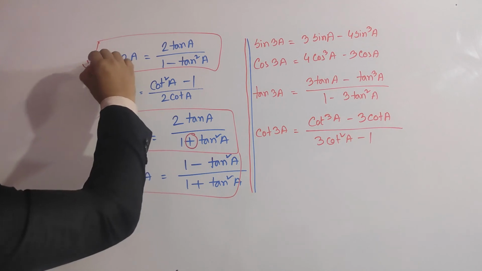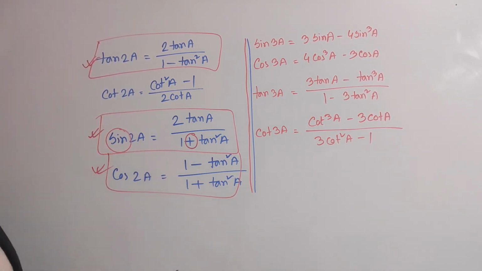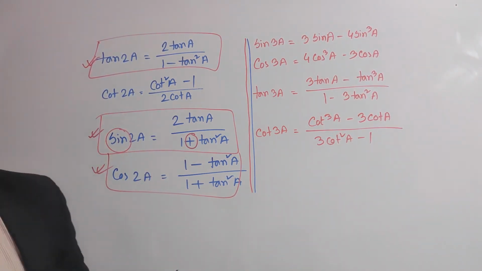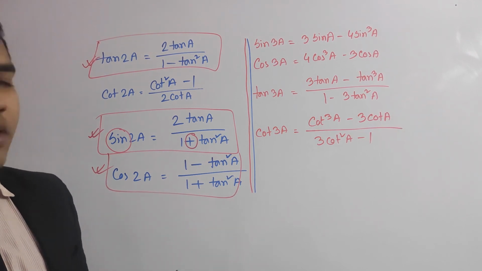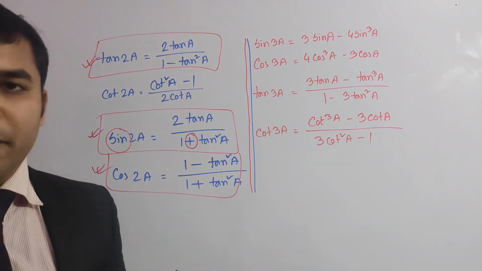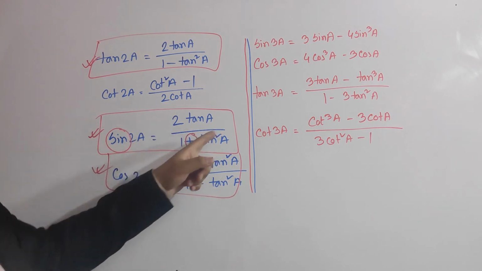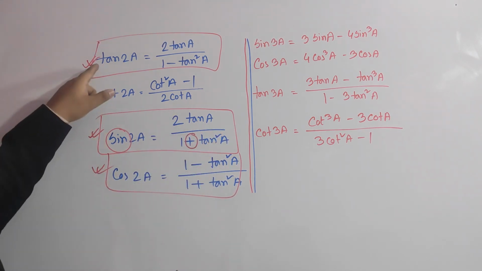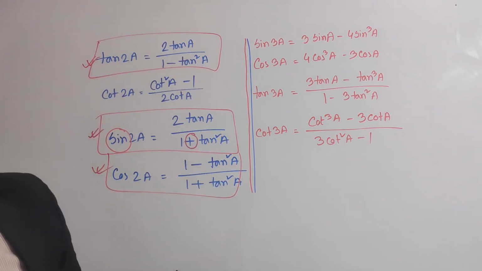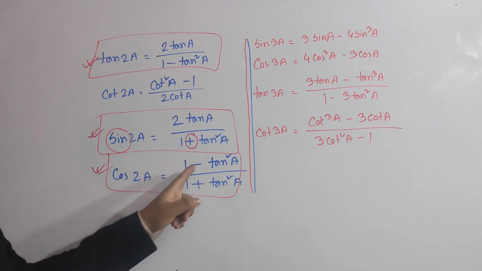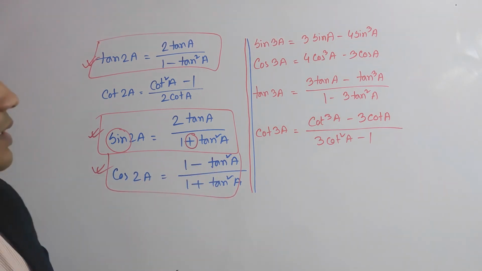So all must memorize these formulas in any way, because these three are very important when we are solving the math. Okay, so sin 2a is 2 tan a divided by 1 plus tan square a, and tan 2a is 2 tan a divided by 1 minus tan square a. Cos 2a is 1 minus tan square a by 1 plus tan square a.